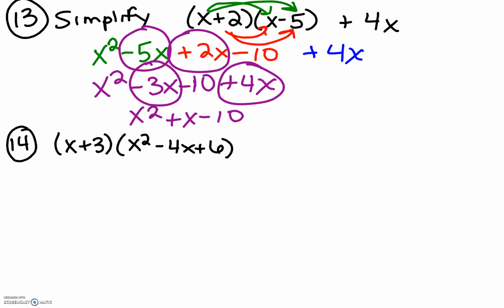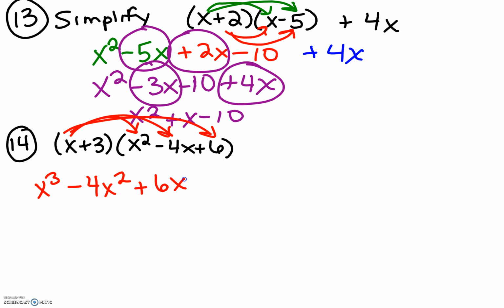For 14, we're going to take x plus 3 and multiply it by x squared minus 4x plus 6. So I'm going to distribute again. x times x squared is x to the third. x times negative 4x squared. x times a positive 6, positive 6x.